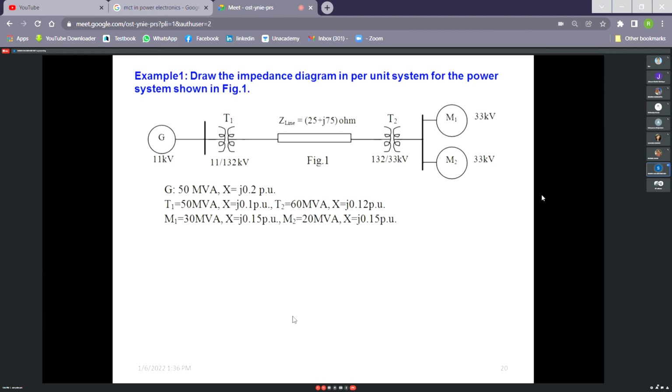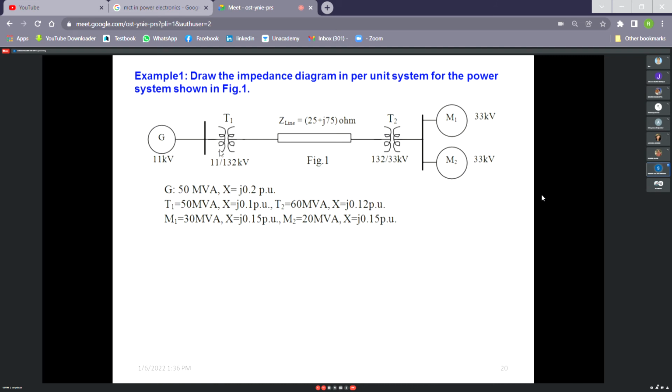Now let us take an example. This is the same example I showed at the beginning of the class, but there the values were not given. Now the values are given. So the generator is 11 kV, it is written in the single line diagram. It is 50 MVA, X is j0.2 per unit. X is j0.2 per unit means generator reactance is 0.2 per unit on its own base. That means 50 MVA as the MVA base and 11 kV as the voltage base.